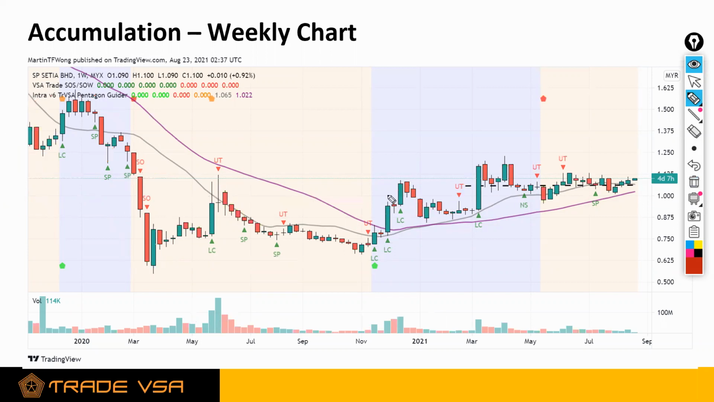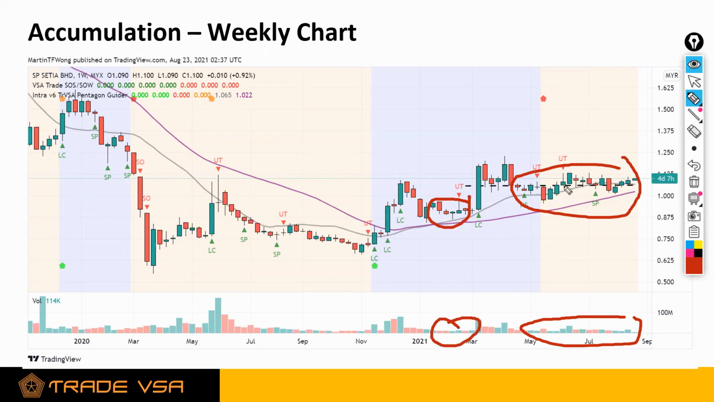So once they break and change to accumulation, what do you want to look for? Is the trend remaining the same? With what? With narrow spread bar, low volumes. Realize here we got narrow spread bar, low volumes, right? Here we got lots of narrow spread bar, low volumes. So again, this is a quick way on how you can check your background.